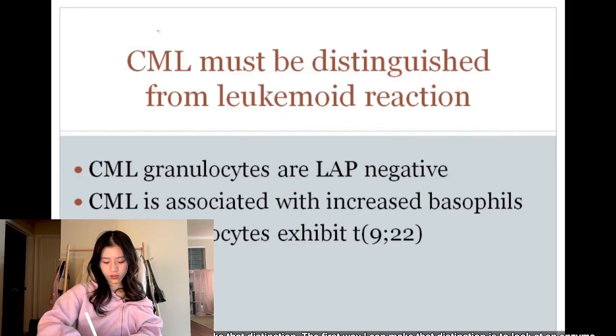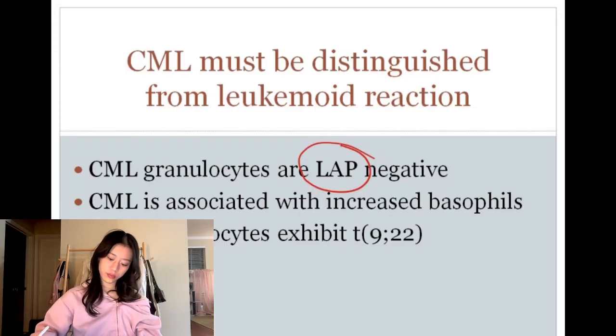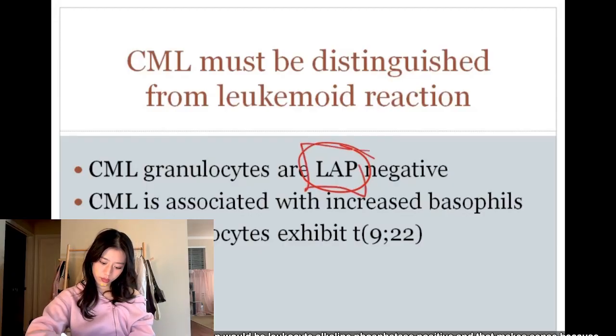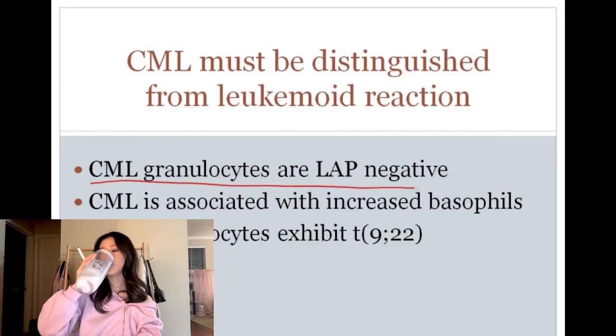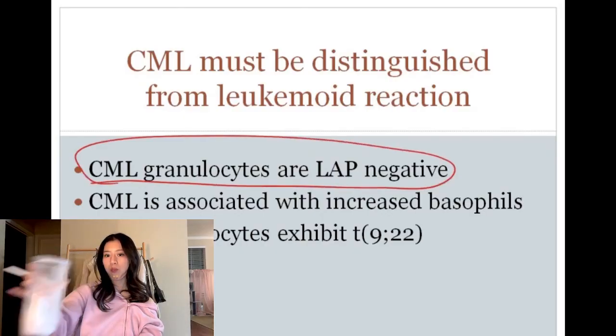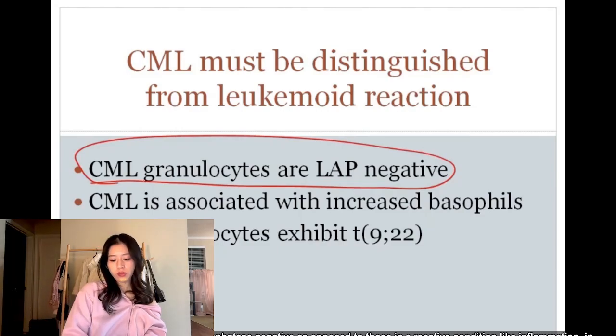The first way I can make that distinction is to look at an enzyme called leukocyte alkaline phosphatase. Leukocyte alkaline phosphatase is an enzyme present in the secondary granules of granulocytes. And leukocyte alkaline phosphatase is an enzyme that's useful for the purposes of inflammation. Now, cells that are arising due to an inflammatory process, a leukemoid reaction, would be leukocyte alkaline phosphatase positive. And that makes sense because those cells are being generated to fight an infection. However, cells of CML, which are neoplastic, have no intention of fighting infection. They're basically having a party, a neoplastic party, and so they would be LAP negative. So it's very important to know that the CML granulocytes are leukocyte alkaline phosphatase negative, as opposed to those in a reactive condition like inflammation, in which case the leukocyte alkaline phosphatase would be positive.